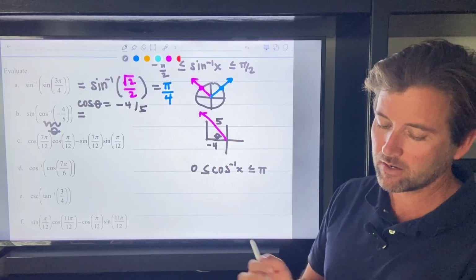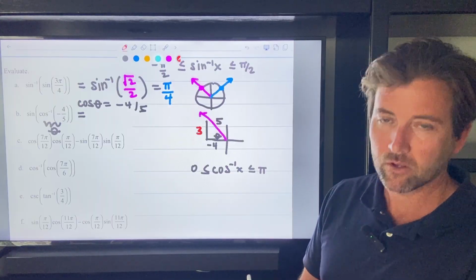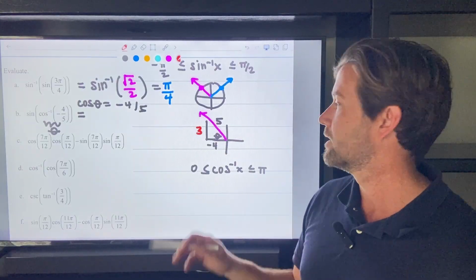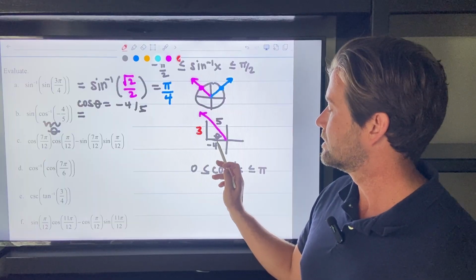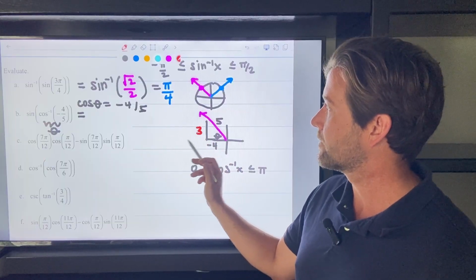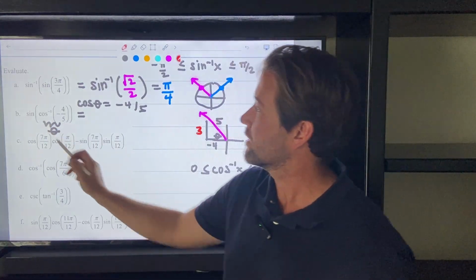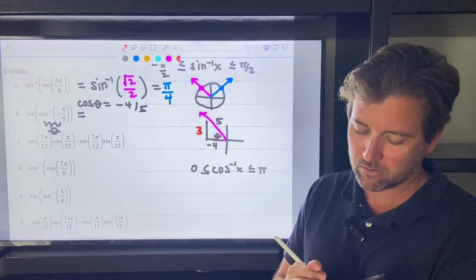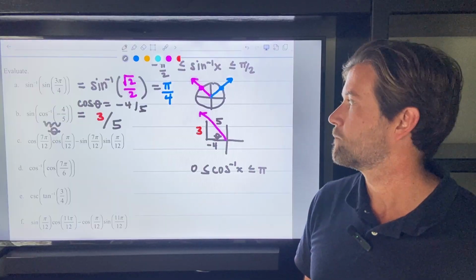This missing side is going to be 3. We can use Pythagorean theorem to figure that out. If you square 5, you get 25. Square negative 4, you get 16. So 25 minus 16 is 9. The square root of 9 would give us this side here. This says sine of this angle theta, or sine of this angle here, is equal to the opposite over the hypotenuse.